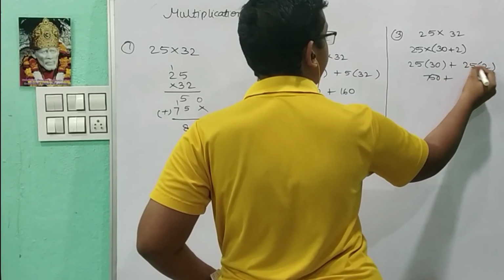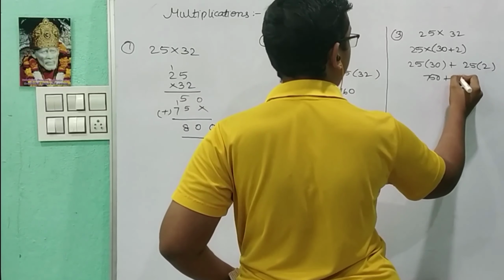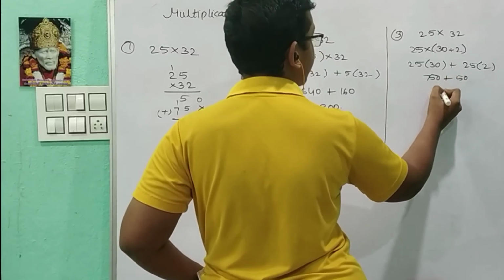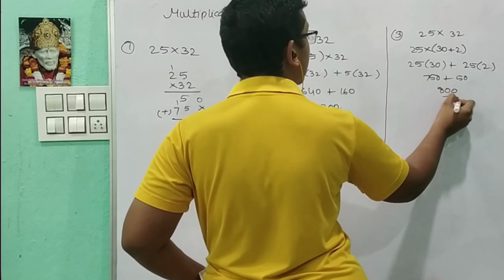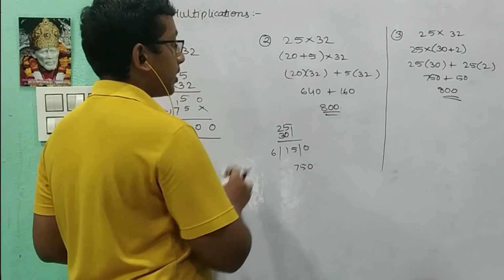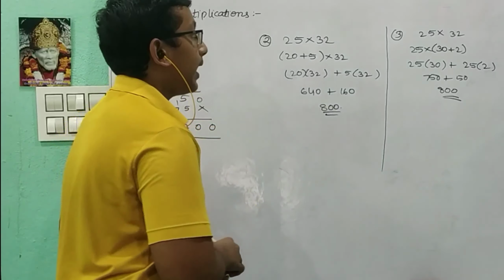So plus 25 into 2, which gives you 50. So 750 plus 50 gives you 800. So here also you got the answer as 800. Yes or no? So now let's try the fourth method.